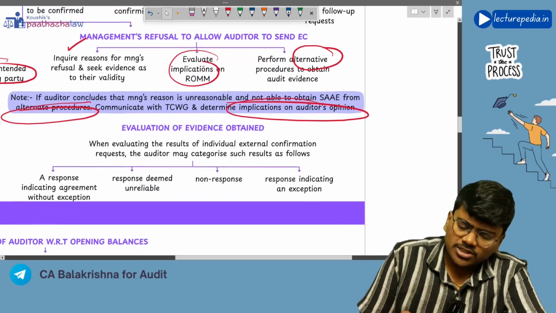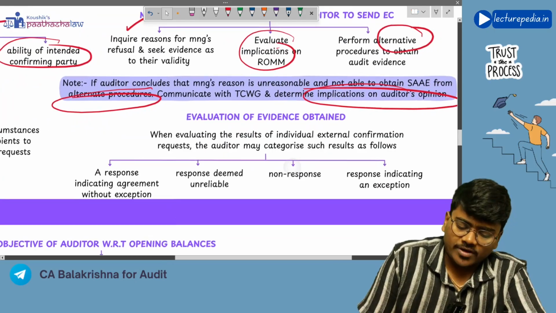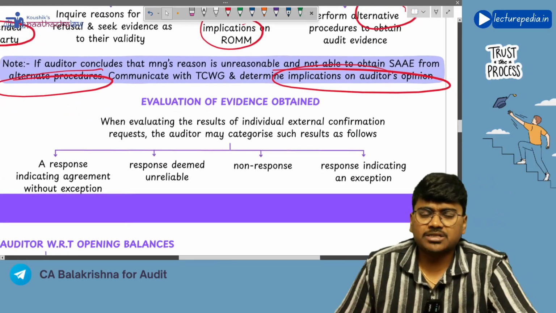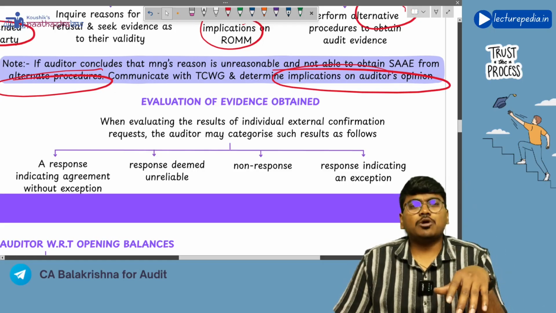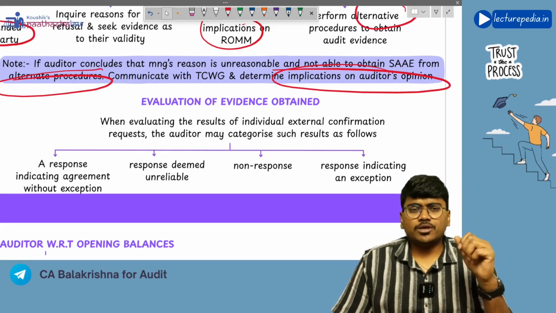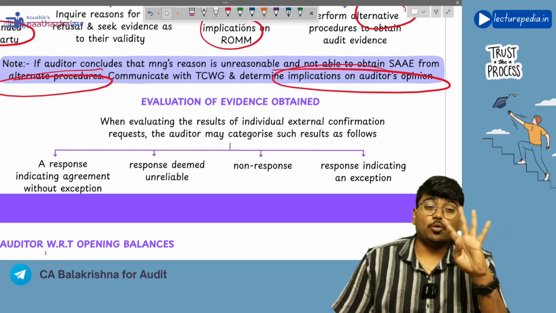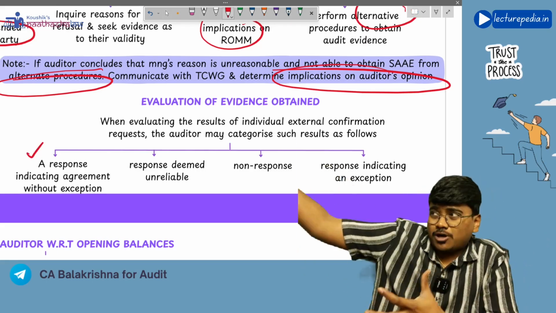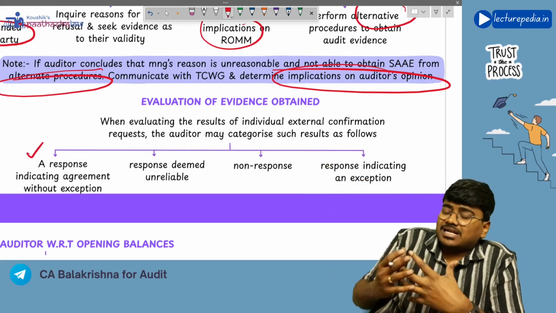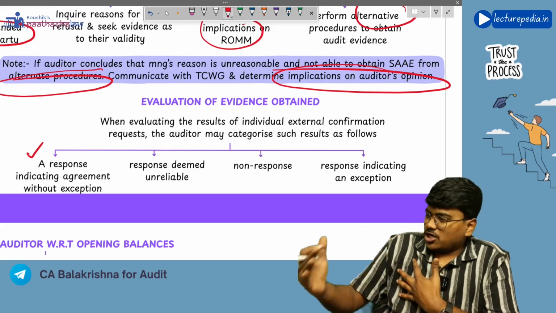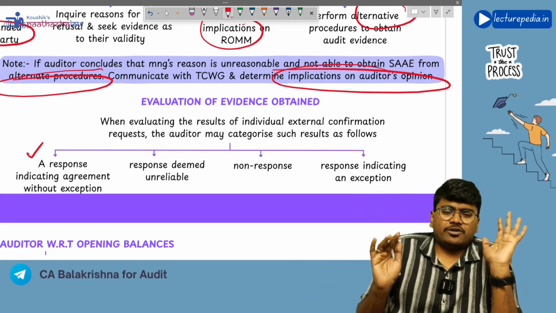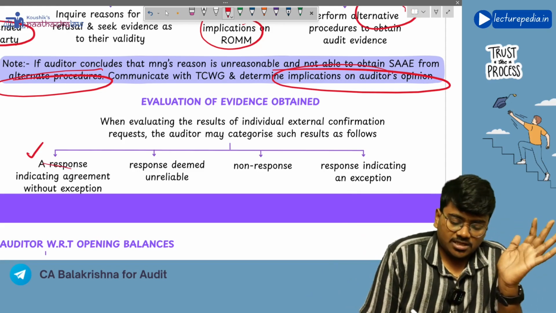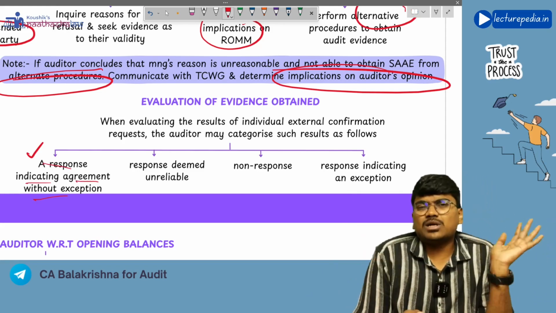Next, evaluation of evidence obtained. Now, when you have sent the external confirmation request, you will get the responses, right? For the purpose of evaluation, you can categorize these responses into four. What are they? First one, the responses you have received which you can completely believe, they are matching with the amounts in the books of accounts and no further procedure is required for them. That is the first categorization: response indicating agreement without exception.